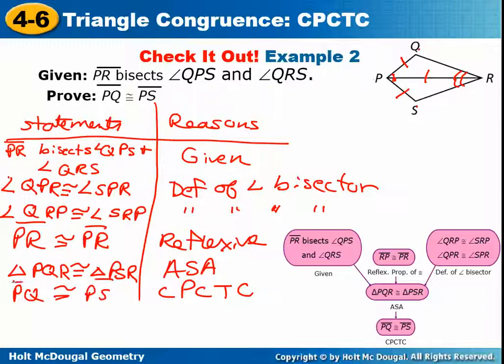We could also say the other sides are congruent. QR would be congruent to SR. And we could say angle Q is congruent to angle S, but they only wanted us to have that, which was what we wanted to prove. So these are not bad. Show that the triangles are congruent by angle, side, side, side, angle, side, etc. And then use CPCTC.